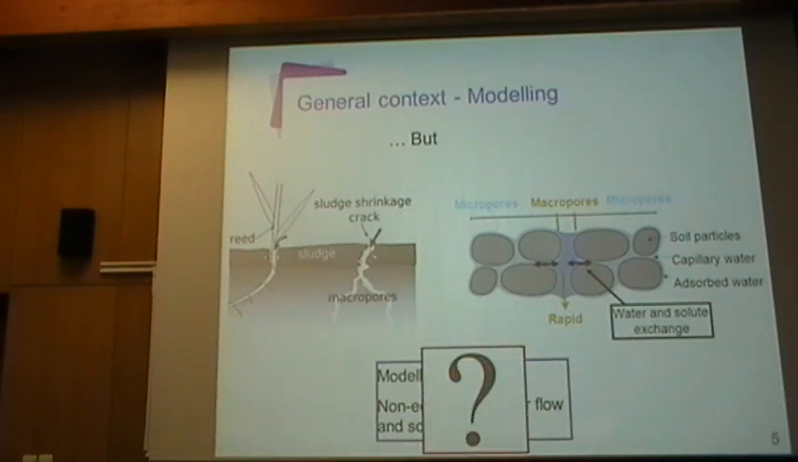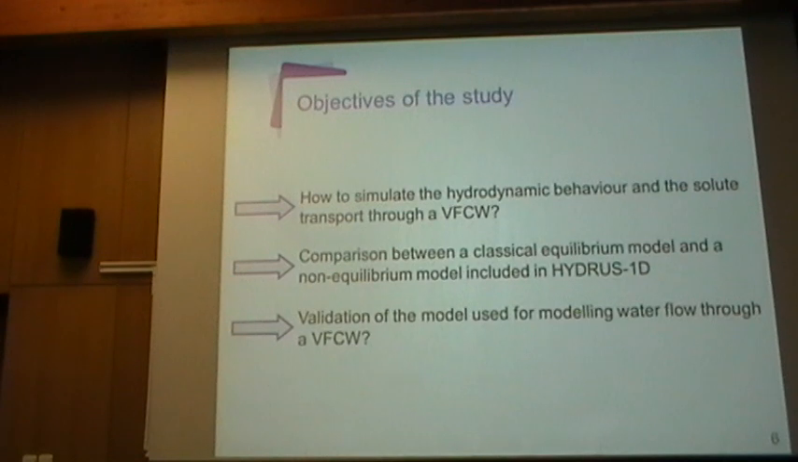But which model? The objective of the study is first to answer the question of how to simulate the hydrodynamic behavior and the solute transport through a vertical flow constructed wetland. We will compare some modeling results obtained with a classical equilibrium model and a non-equilibrium model included in Hydrus 1D. Finally, we will compare these modeling results to tracer breakthrough curves obtained from a tracer experiment.